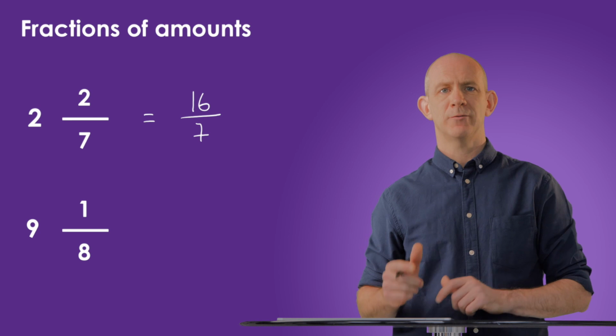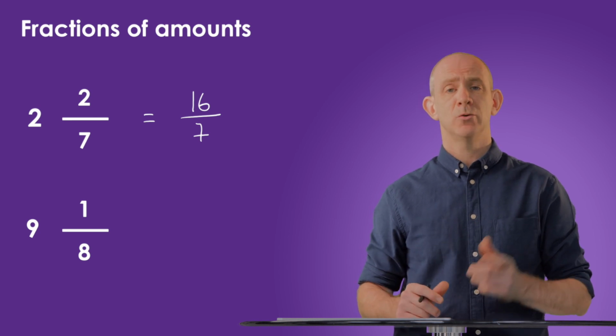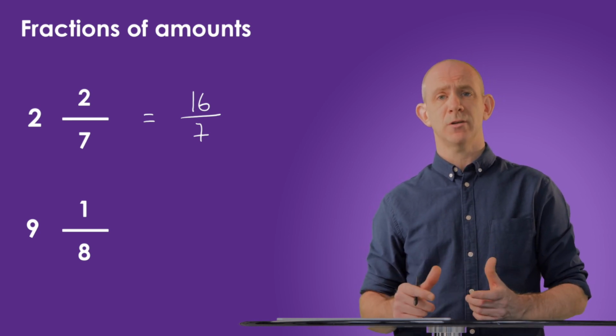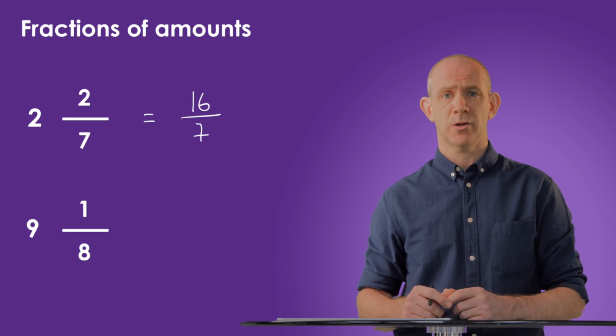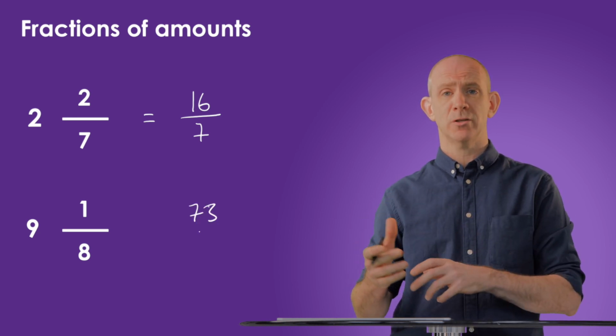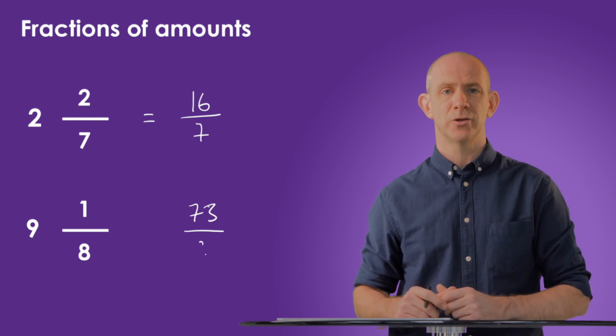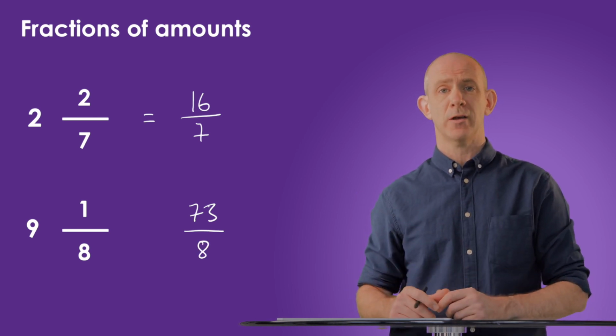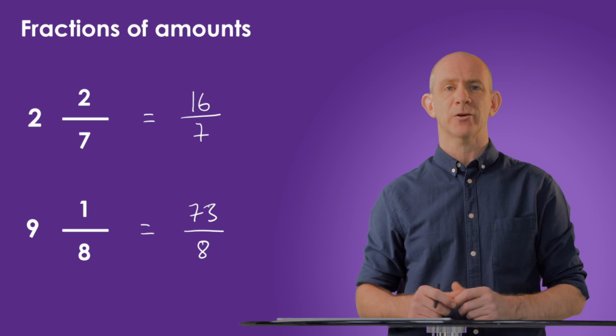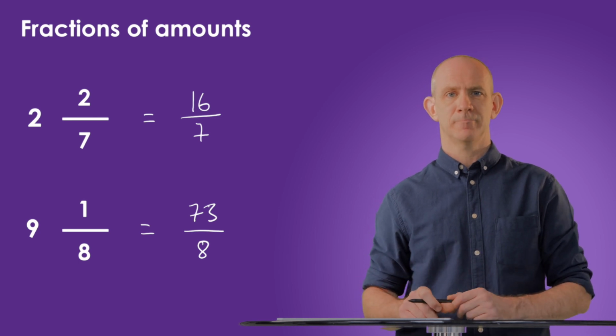In the next one, we have 9 and 1/8. We do 9 times 8, which would give us 72, plus the 1 would give us 73. That is the new numerator, which we put over the top of the original denominator of 8. So 73 over 8, which is the equivalent improper fraction of 9 and 1/8.